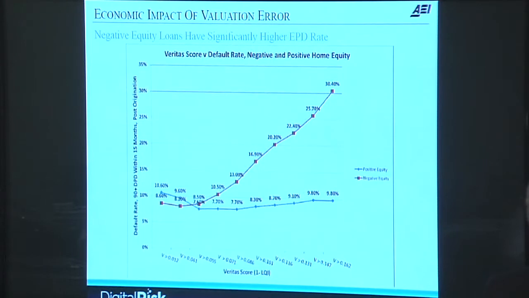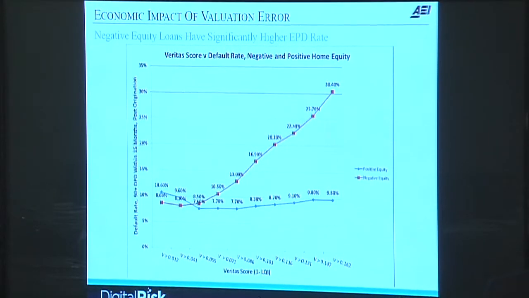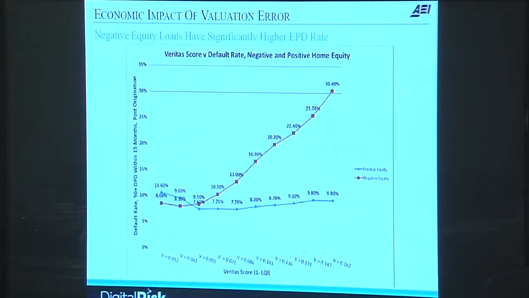This is another example of economic impact. And what we found was that the bottom score there is the Veritas score, and as you go to the far right, you're getting into the highly likely to be defective loans, and you get into the far left, you're getting into the very undefective loans, risk of defect less than 1%.